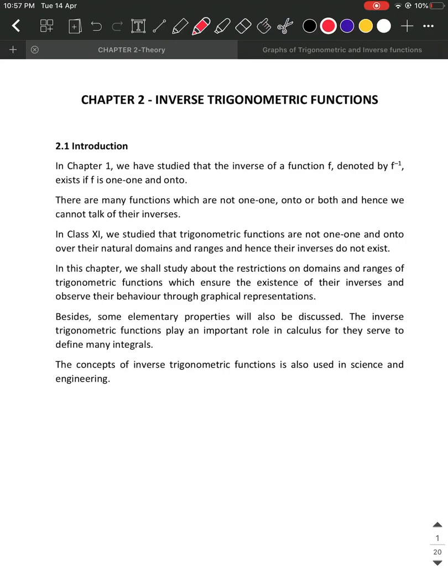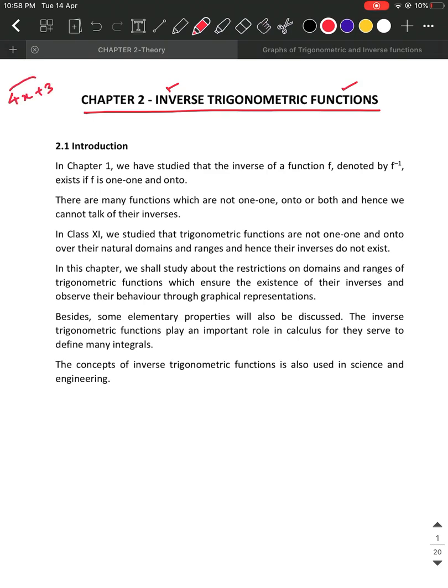Now we'll start the second chapter, which is inverse trigonometric functions. So the name itself suggests something. In the previous chapter, we tried to understand what a function is and what the inverse of a function is. In the previous chapter, we were concentrating on functions like 4x plus 3 and other functions.